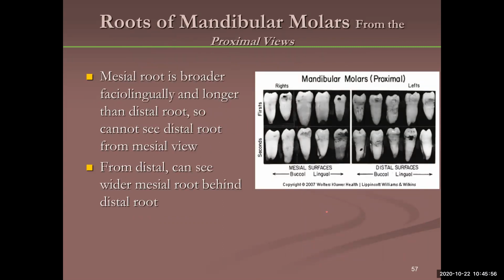The mesial root is broader and longer than the distal root. So when you're drawing your mesial, we're not going to see any of the distal. But when you're drawing the distal, we're going to be able to see a little bit of the mesial because the mesial is broader than the distal. So the distal is going to be just a little bit narrower. When you're showing it on the mesial, we can't see any of the distal.